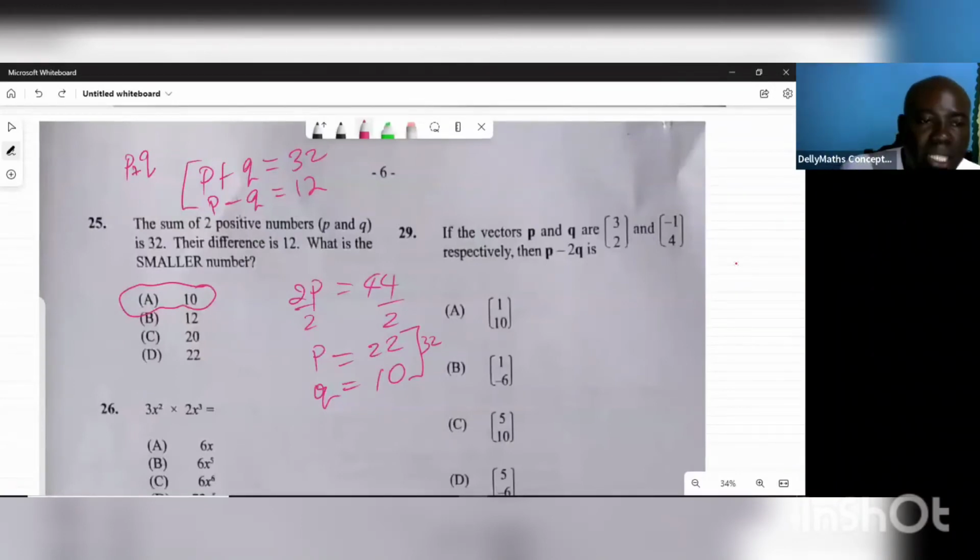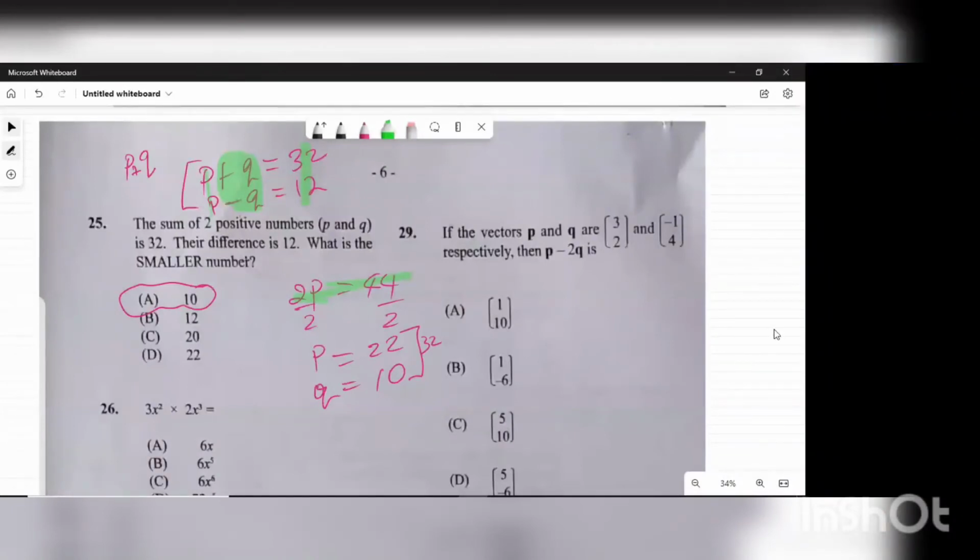Somebody said simultaneous. So if you add these two here, they become 0. Then 2p and 44 jump out, and you just go on. So it's not a big deal. But you could do a mental thing too if you want.